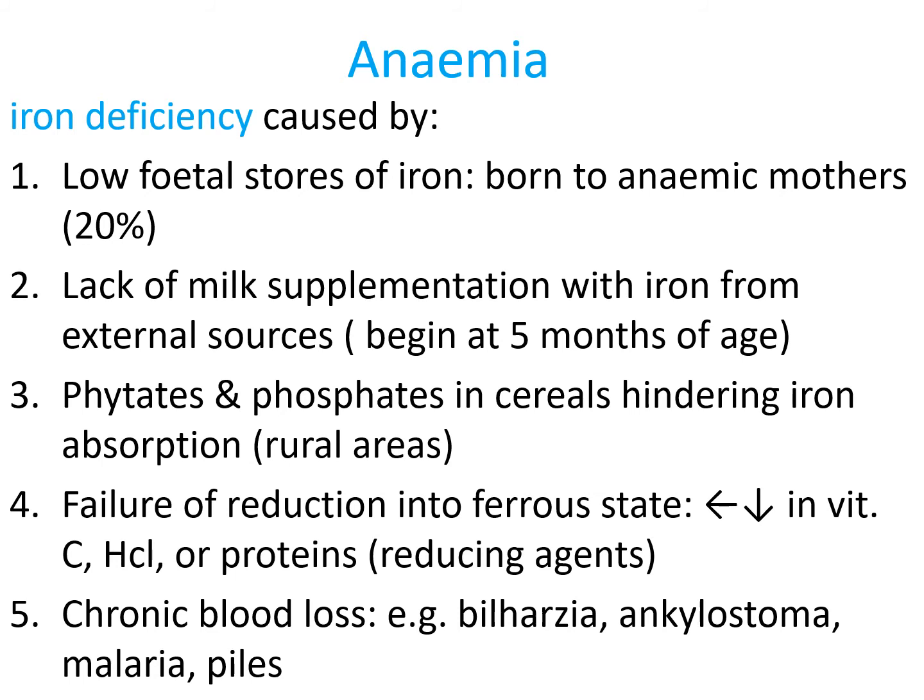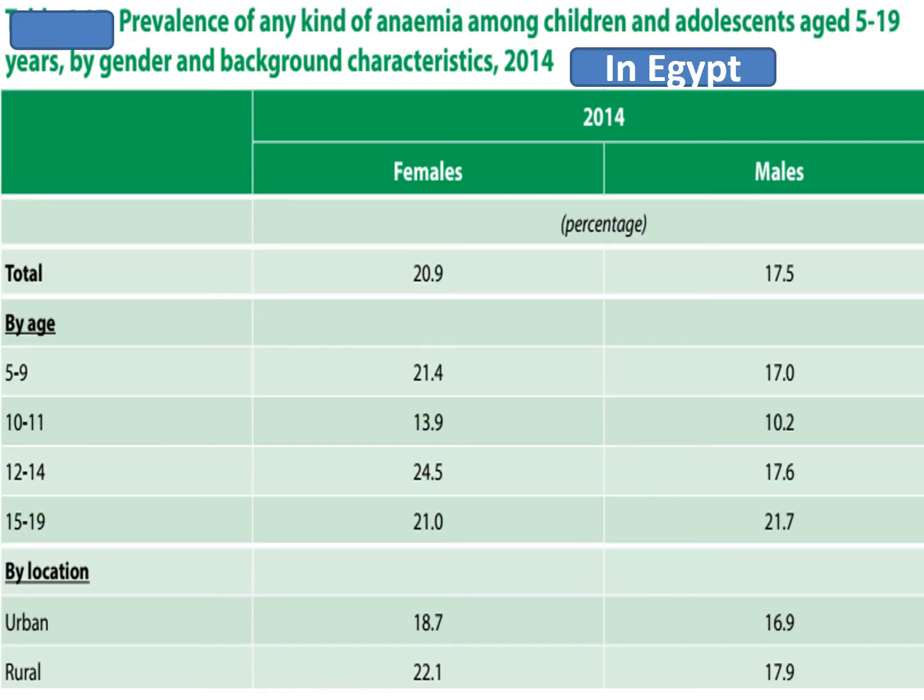Phytates and phosphates in cereals hindering iron absorption, in rural areas. Failure of reduction into the ferrous state due to a decrease in vitamin C, hydrogen chloride, gastric acidity, or protein reducing agents. Chronic blood loss: bilharzia, ankylostoma, malaria, piles, etc.